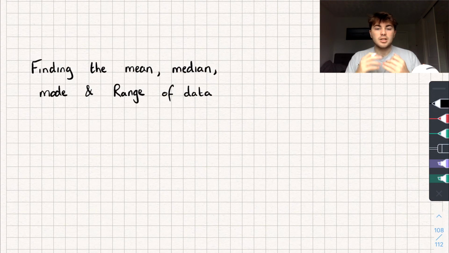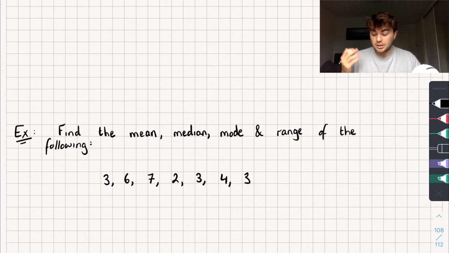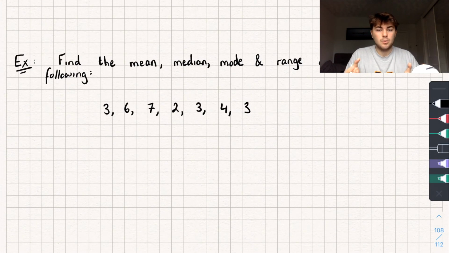Hello, in this video I'm going to teach you how to calculate the mean, median, mode and the range of a data set. I think the best way to learn this is through an example, and I'll explain how to find each one as we go. This first question says find the mean, median, mode and range of the following, and we've been given a set of numbers.